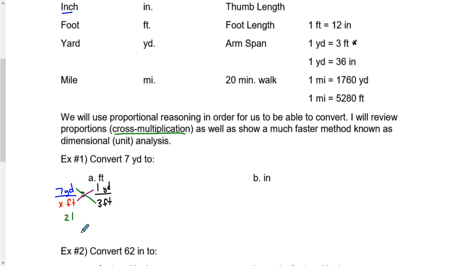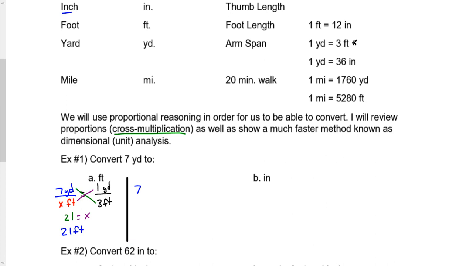X multiplied by 1 is x. So the x value is 21. Really nice and quick. So that means that 7 yards is 21 feet. I prefer, though, using dimensional analysis because dimensional analysis can be done very quickly, the way that you set it up.